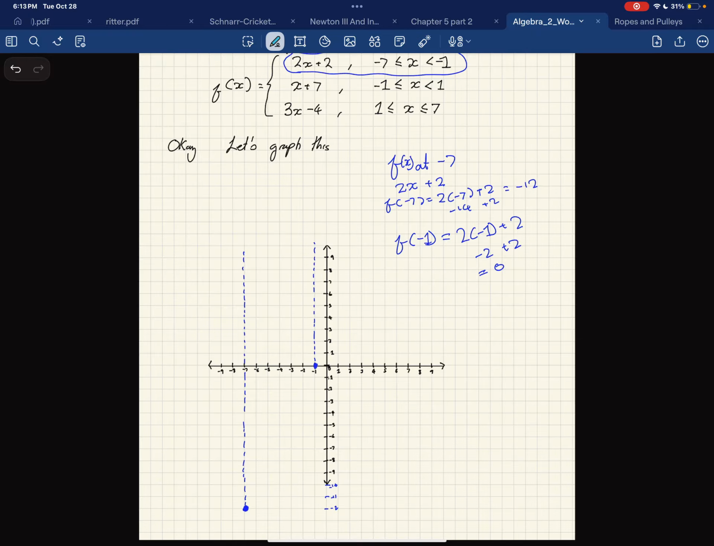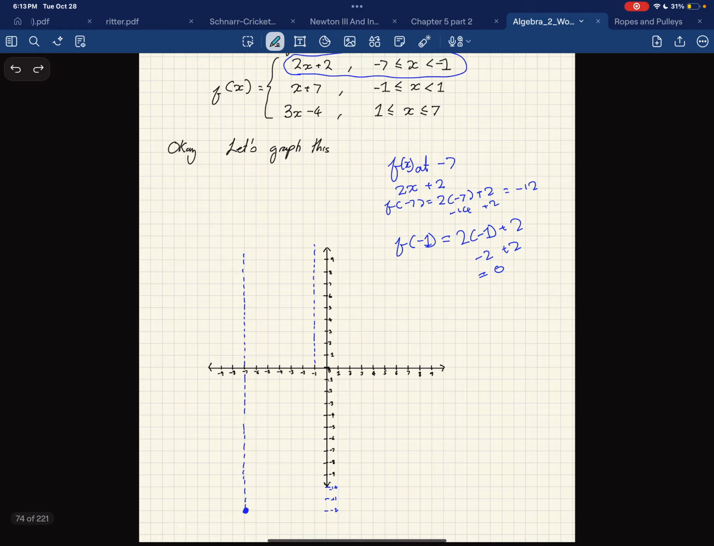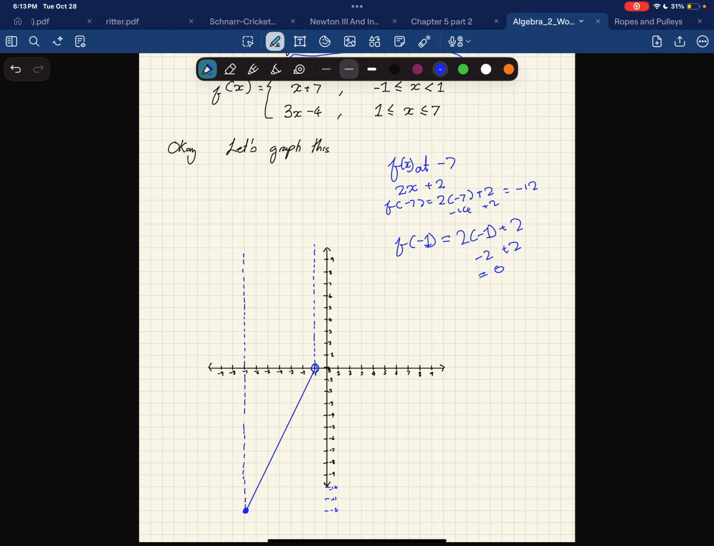So I'm right there. All right, now I have to be careful. Am I including or excluding? So at -1, I'm excluding. So I need an open dot. And boom, 2 points make a line. So I've graphed my first piece of my piecewise function. Wow, that's it. That's not too bad, right? Not too bad. So now I can carry on.